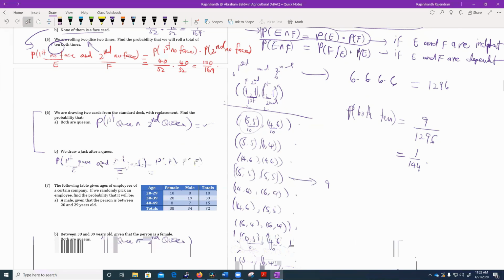So the probability of E, probability of choosing queen, there are 4 out of 52. And the second time choosing jack, how many jacks are there? 4. Again, 4 jacks, right? Yes. So that should be 1 over 169.